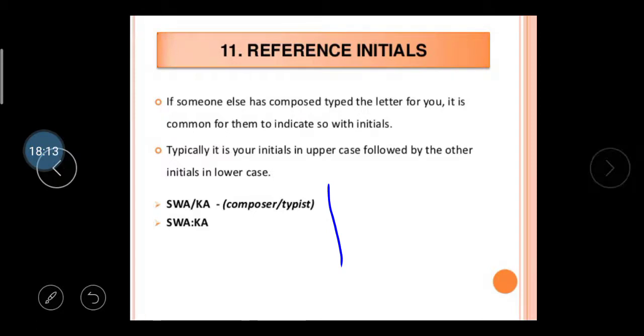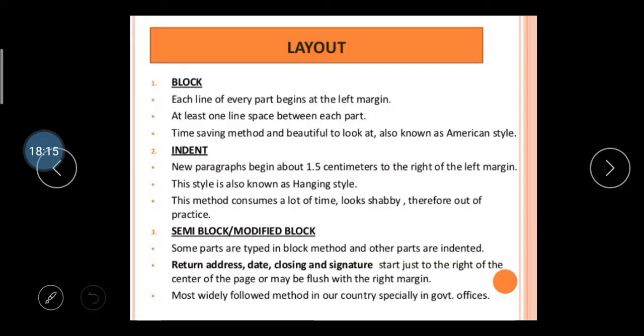Then after, what are the layouts of formal letters? First one is the block form. Each line in every part begins at the left margin, with at least one line space between each part. It is a time-saving method and beautiful to look at, also known as the American style.